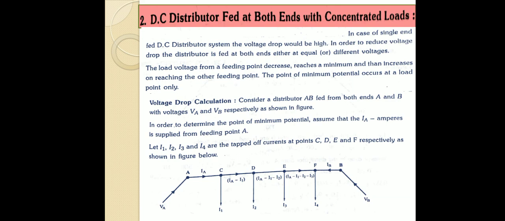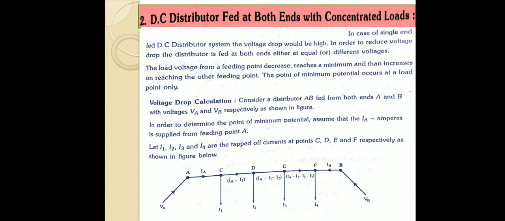For the voltage drop calculation, consider a distributor AB fed from both ends, with voltages VA and VB respectively, as shown in the figure. In order to determine the point of minimum potential, assume that the current IA amperes is supplied from feeding point A.